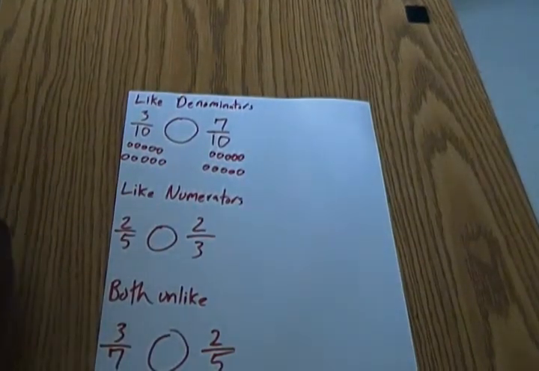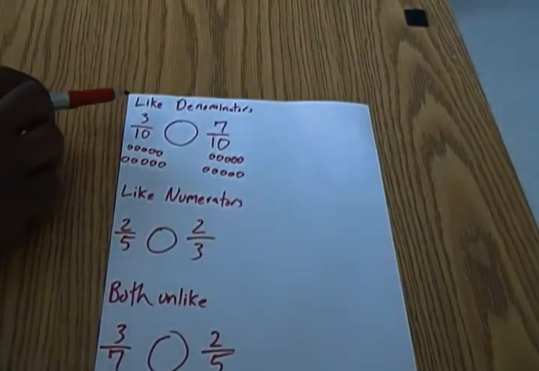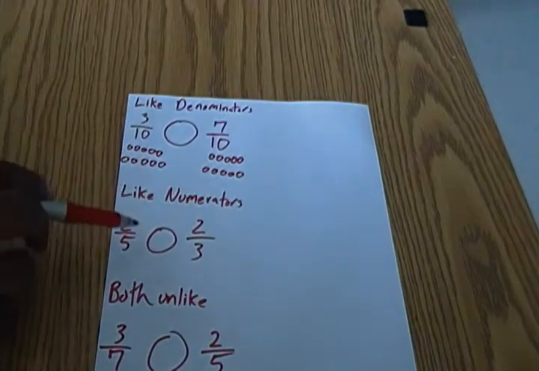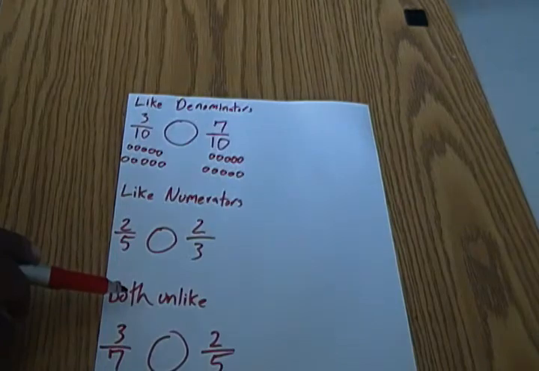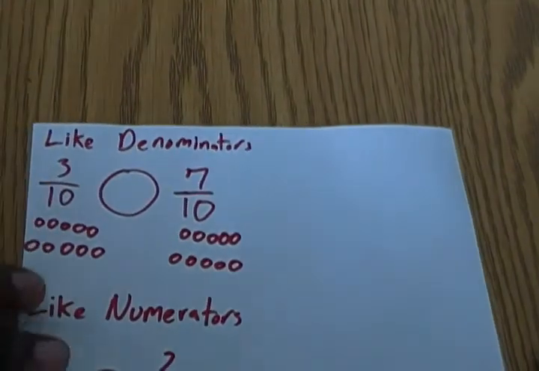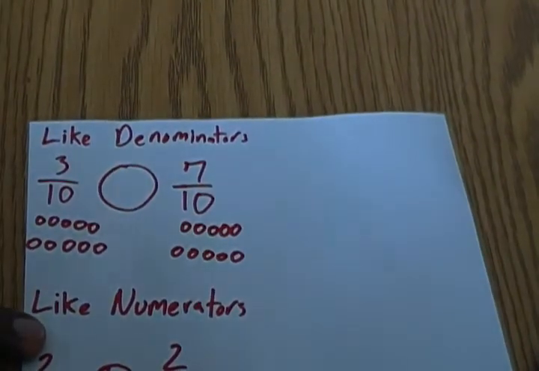Today in math, we covered three major topics: like denominators, like numerators, and both the numerator and denominator being unlike. To start off with like denominators, this is the most simple one.